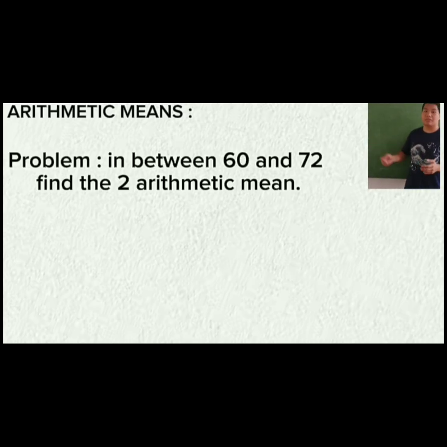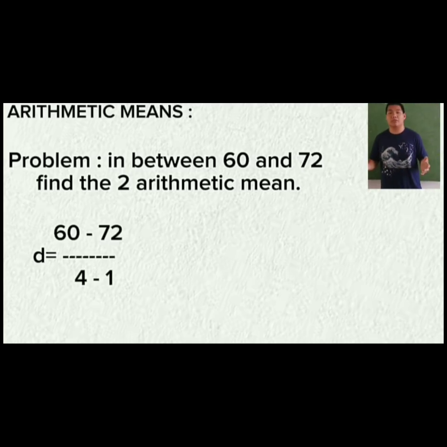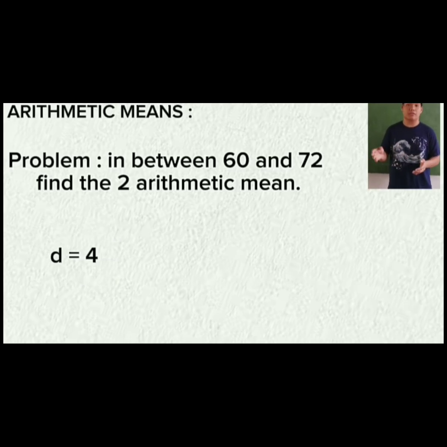In between 60 and 72, find the two arithmetic means. Bring out the formula. A sub k is 72 because 72 is the biggest number. A sub n is 60 since 60 is the lowest number. On the problem, there are only 4 terms given, so k must be 4 and n is what? Simplify both sides. 12 divided by 3 is 4. This value will represent our common difference.